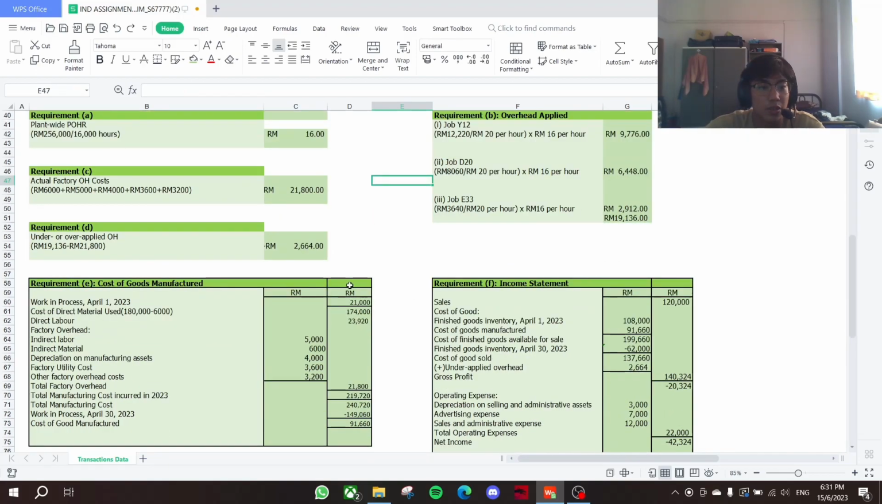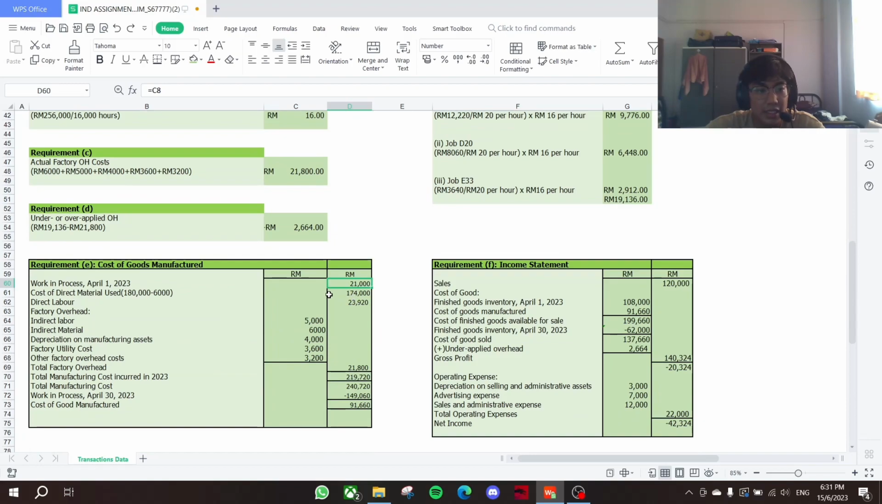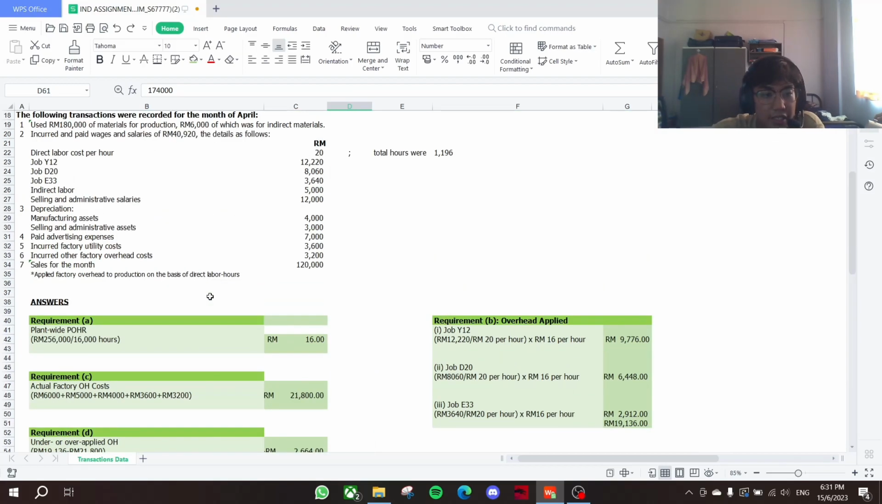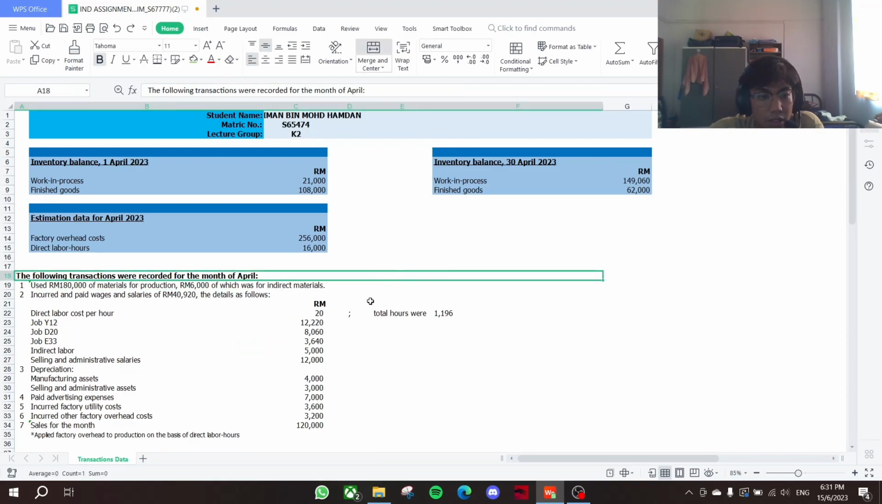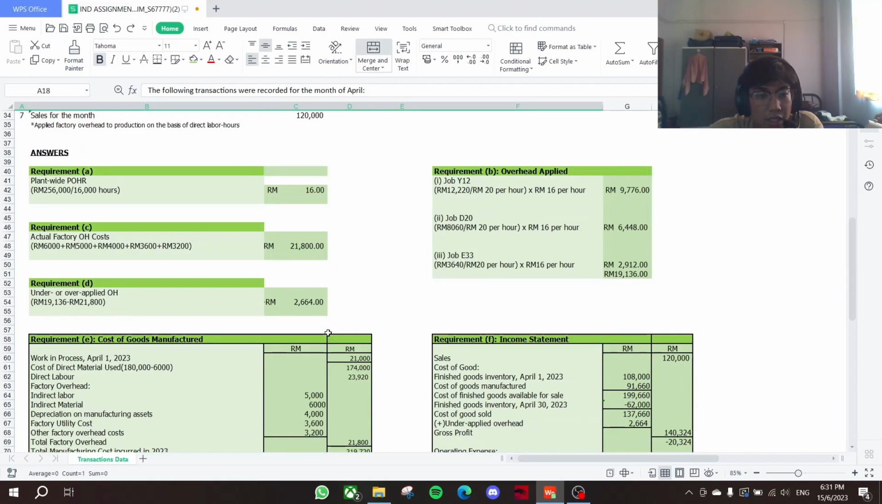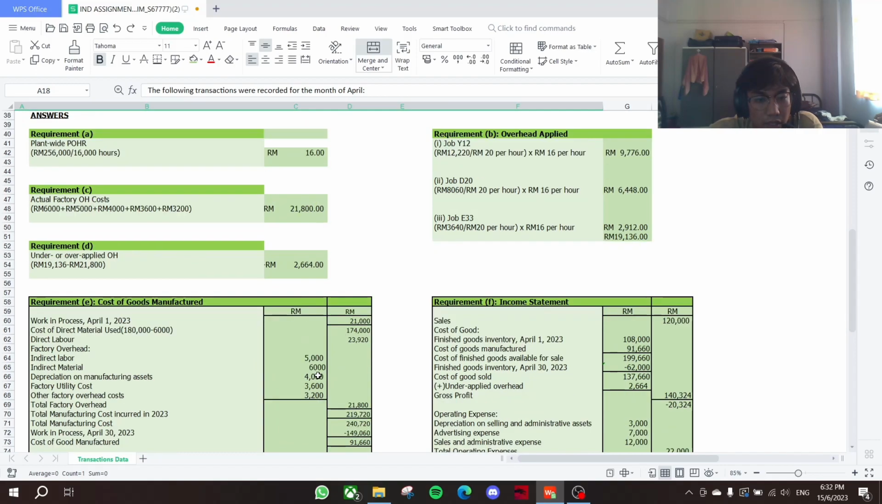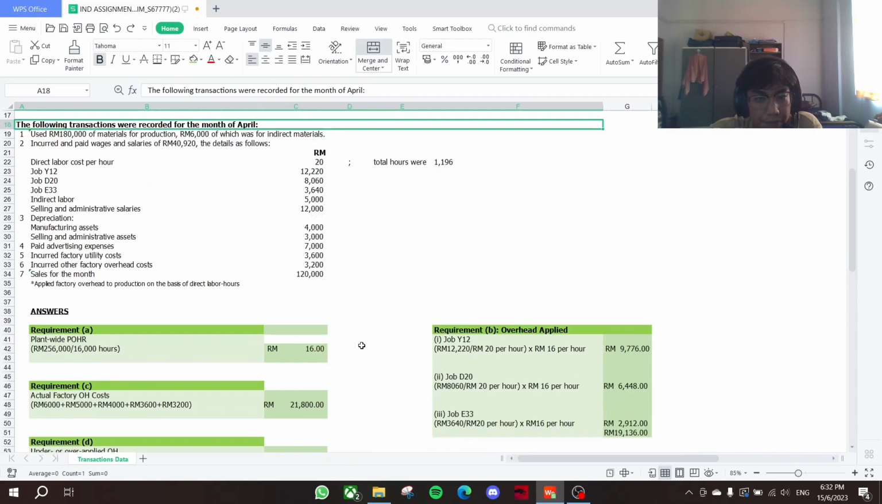So for cost of goods manufactured, the beginning work in process is 21,000, and then the cost of direct material used is 180,000 minus 6,000, because the question says the 6,000 is for indirect materials. So for direct labor it is 23,920 ringgit.